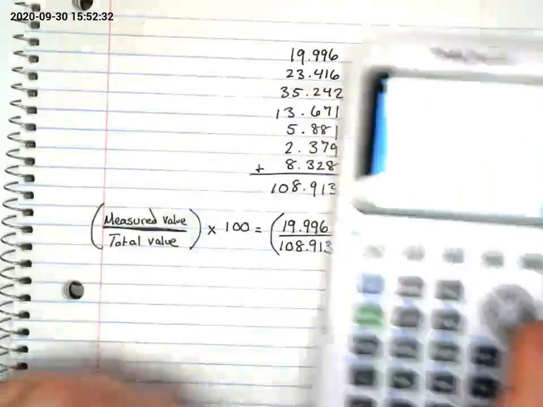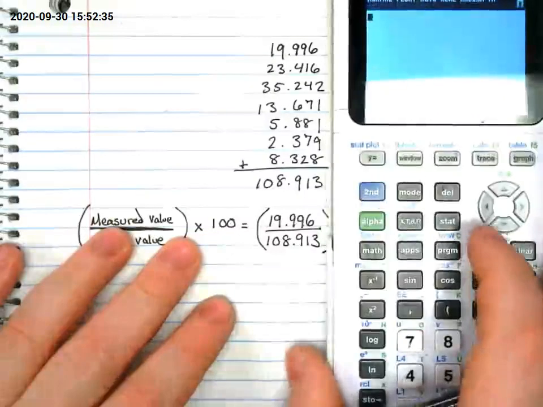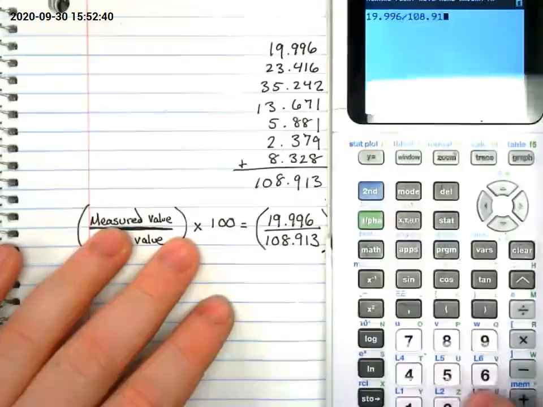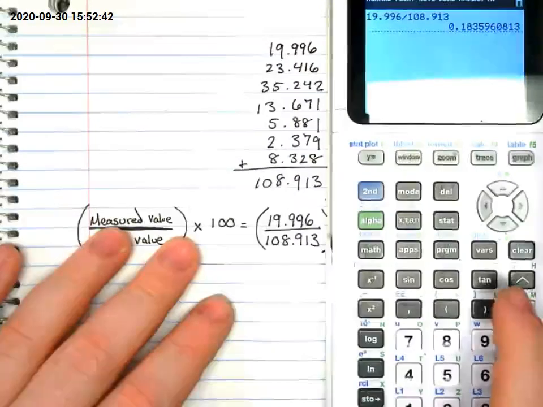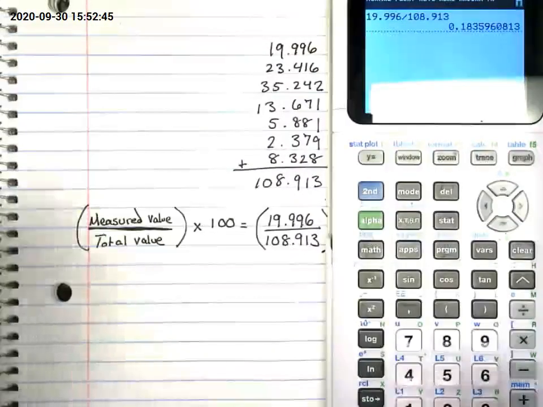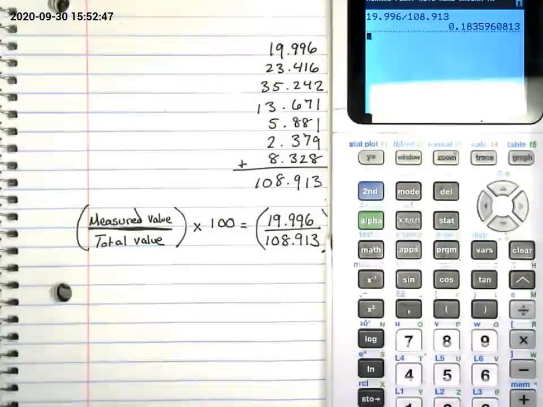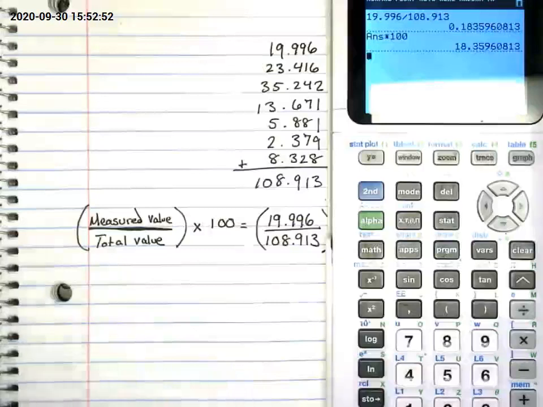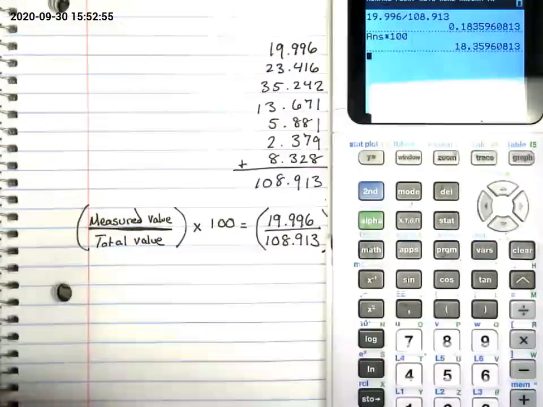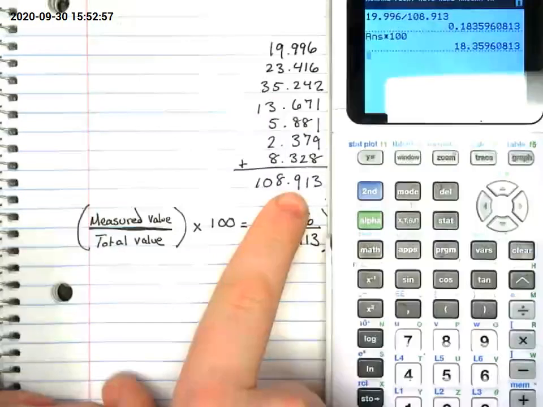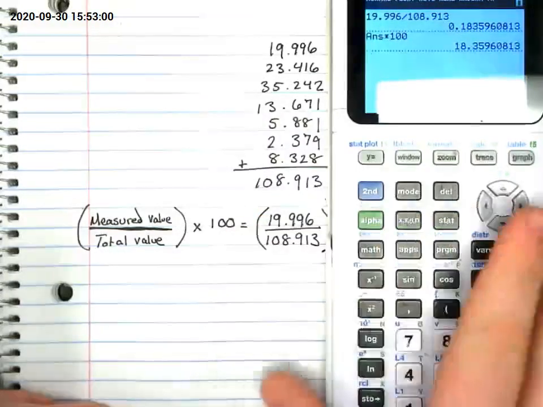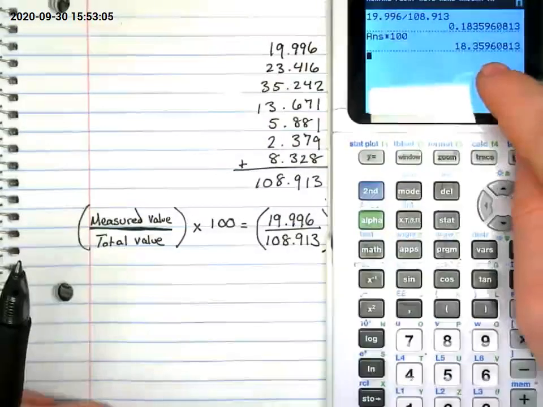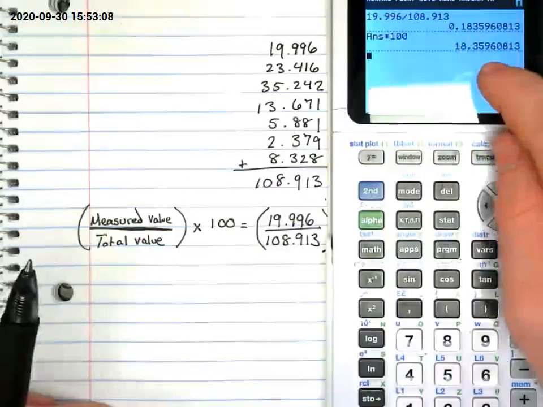So let's do that. 19.996 divided by 108.913. Okay, and you should get this weird decimal. Then what's left to do is multiply that by 100, and you get your percentage. Because everything is sticking with 3 decimal places, we're going to stick with 3 decimal places. So we got 18.359. So, quick little lesson on rounding.